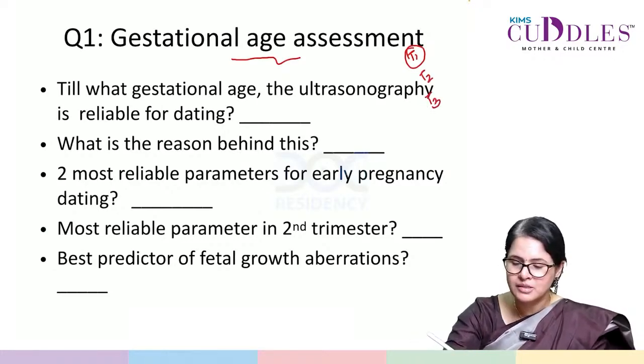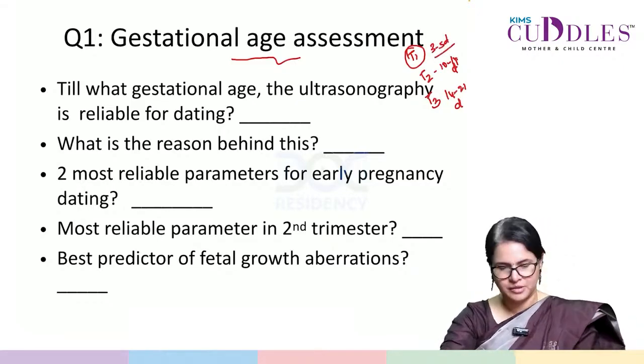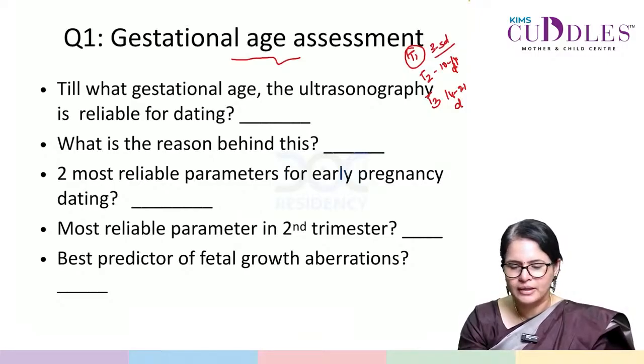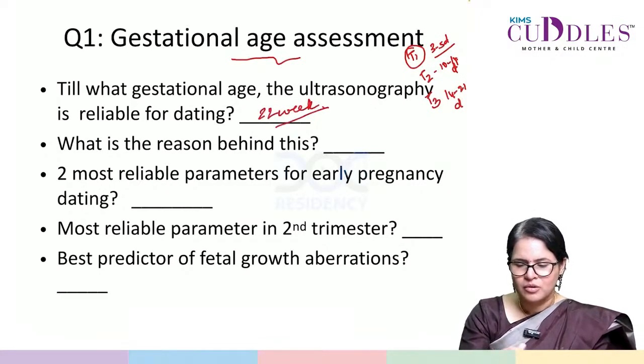In the last trimester, the variability is as much as 14 to 21 days. In the second trimester, it's around 10 to 14 days. Whereas in the first trimester, the variation is only around 3 to 5 days for the gestational age assessment. Okay, so till what gestational age is the ultrasound reliable for dating? It's around 22 weeks.